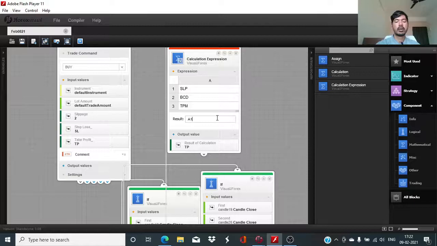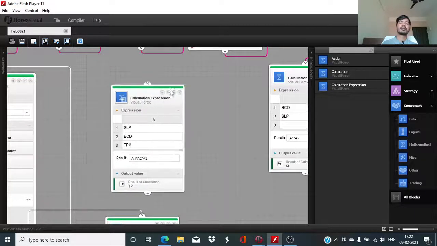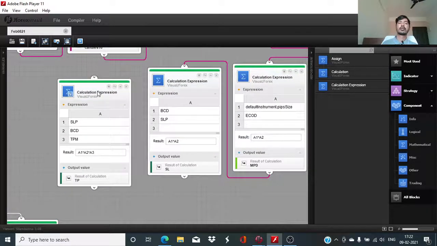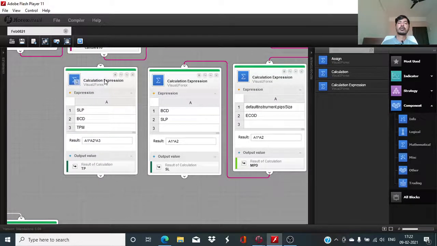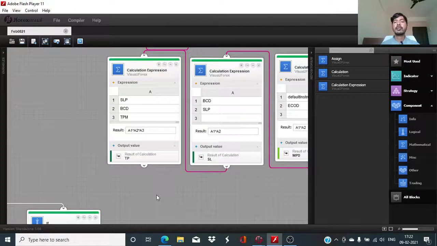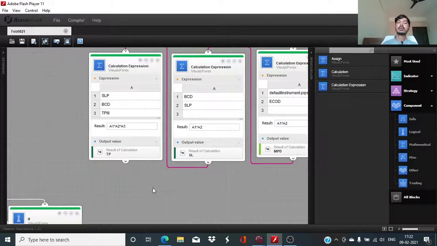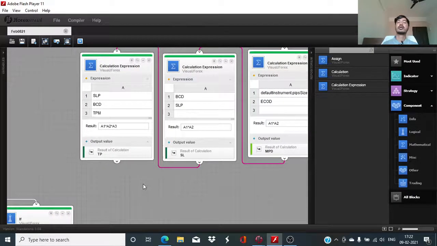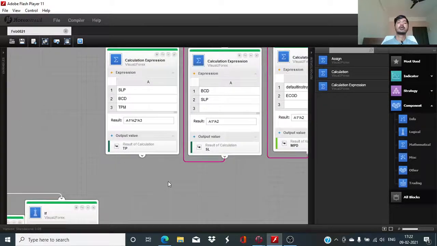A1 into A2 into A3. Stop loss and the candle difference, stop loss pips, candle difference, and then for target price the ratio of 2.